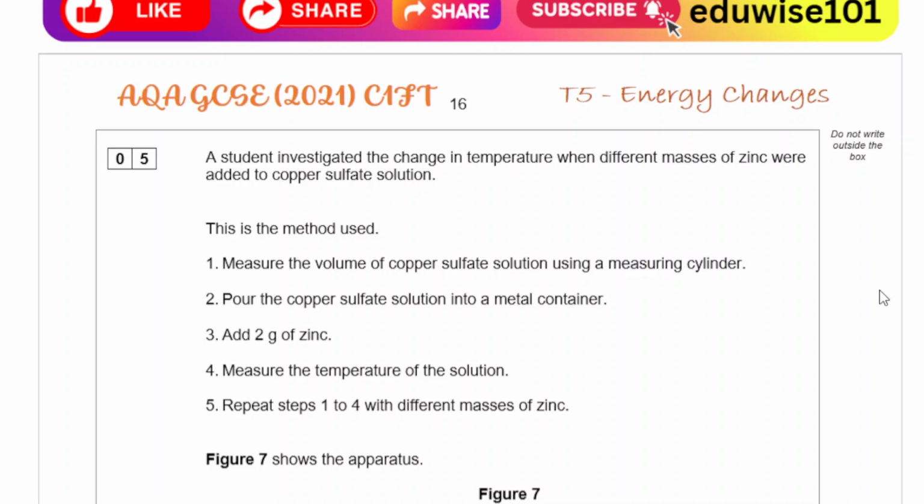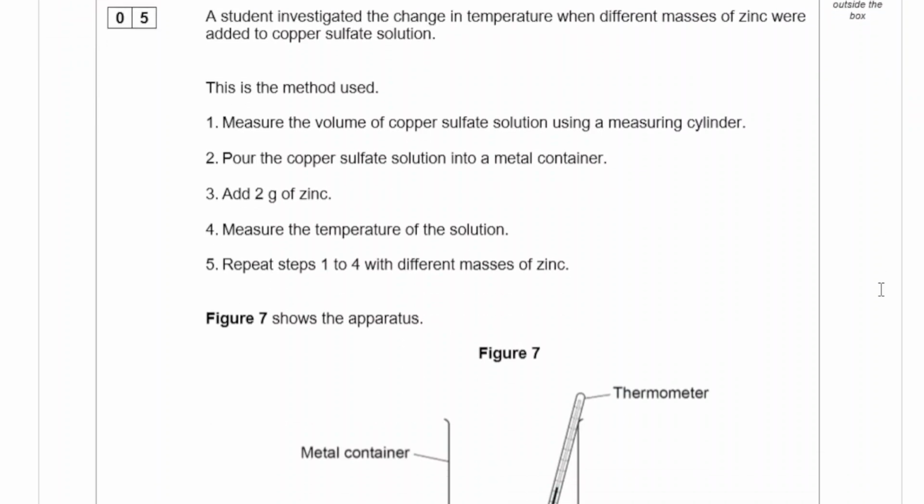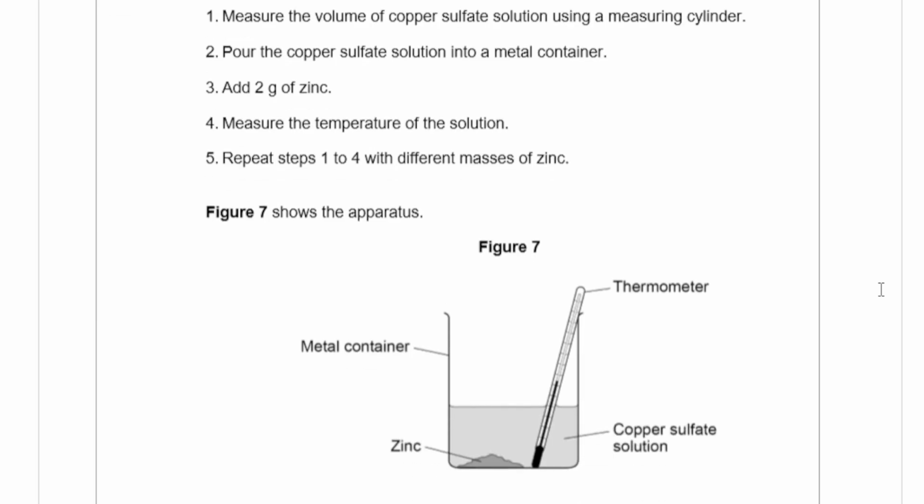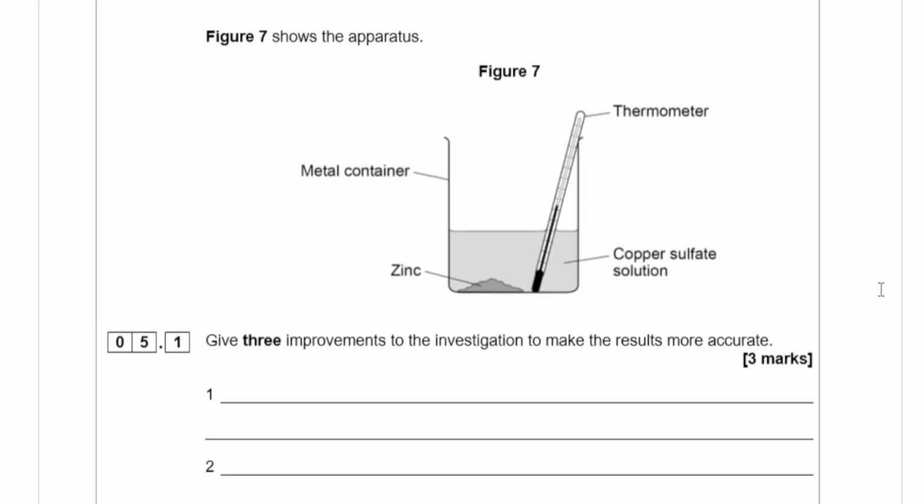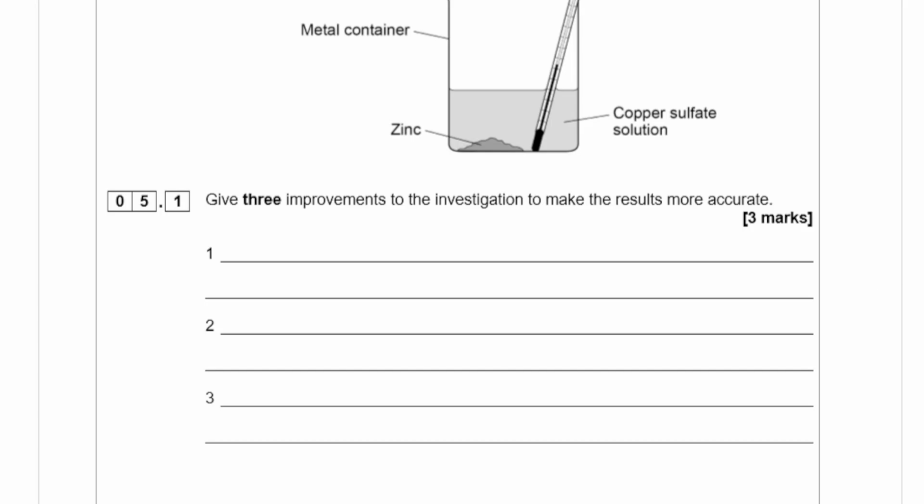A student investigated the change in temperature when different masses of zinc were added to copper sulfate solution. This is the method used. Measure the volume of copper sulfate solution using a measuring cylinder. Pour the copper sulfate solution into a metal container. Add 2 grams of zinc. Measure the temperature of the solution. Repeat steps 1 to 4 with different masses of zinc. You have the metal container, zinc, copper sulfate solution, thermometer. Give 3 improvements to the investigation to make the results more accurate.